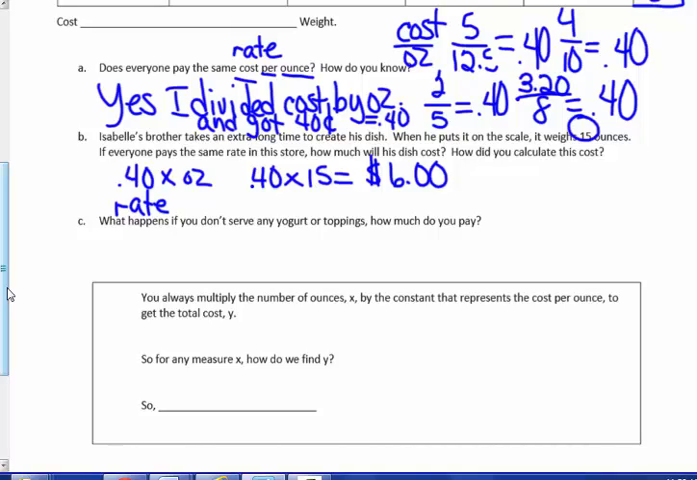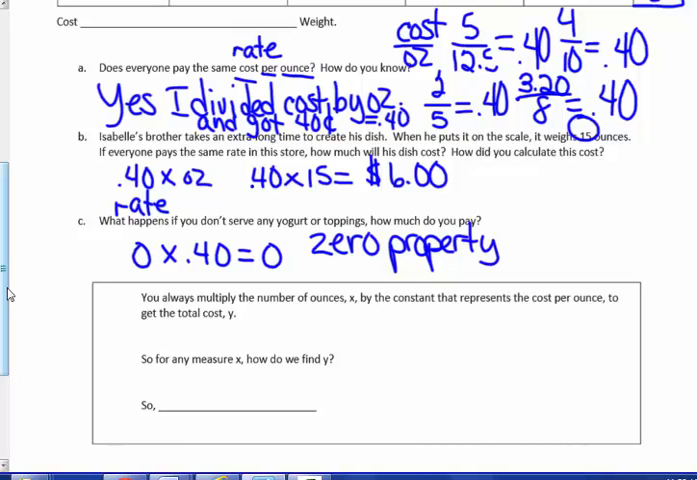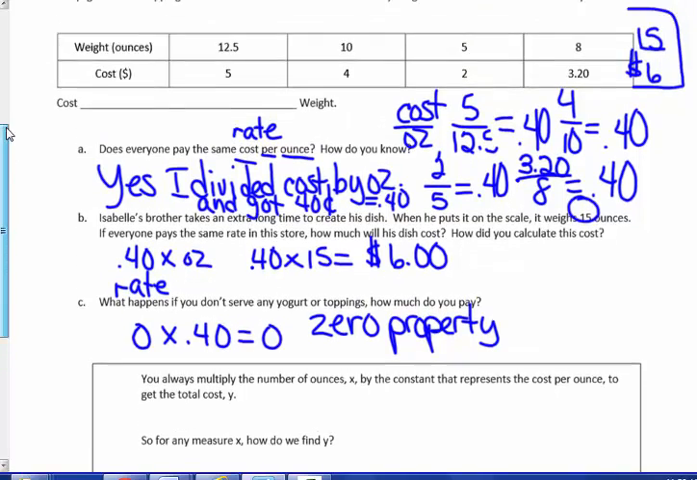What happens if you don't serve any yogurt or toppings, so you just have an empty dish? Well, you have 0 ounces times 40 cents, kind of a silly question, which equals 0. This is the zero property. When you multiply by 0, you get 0. If you don't buy any yogurt or toppings, you don't have to pay anything.